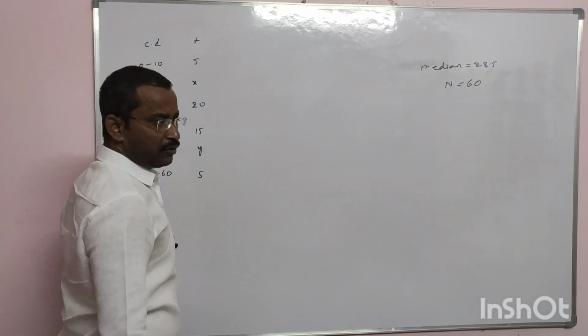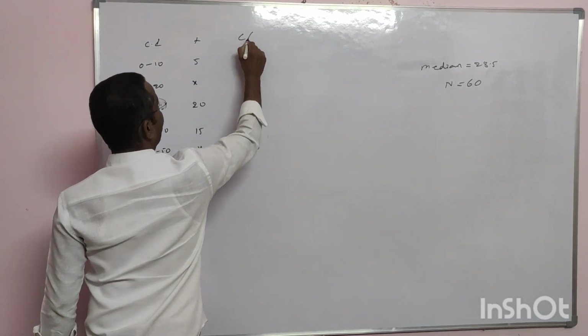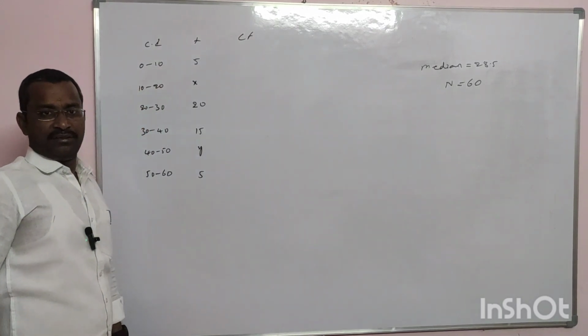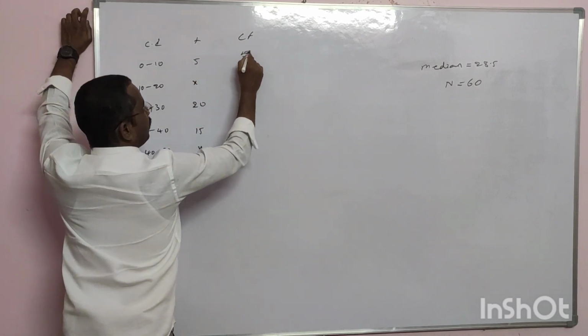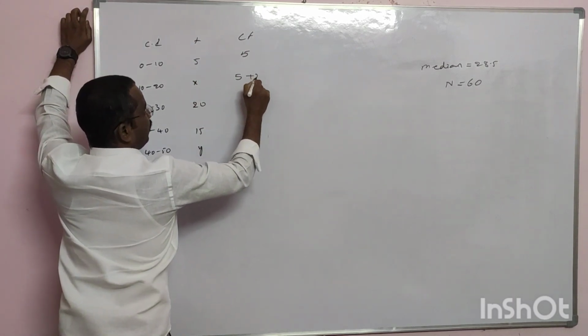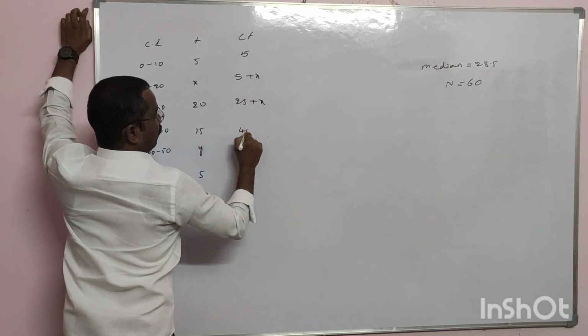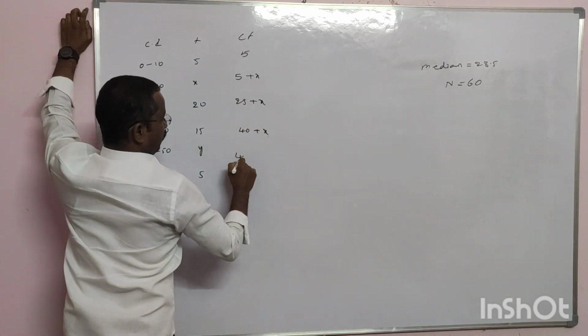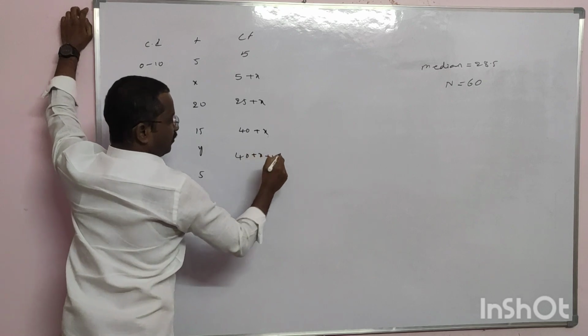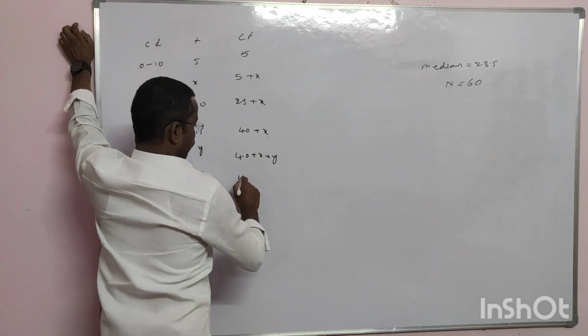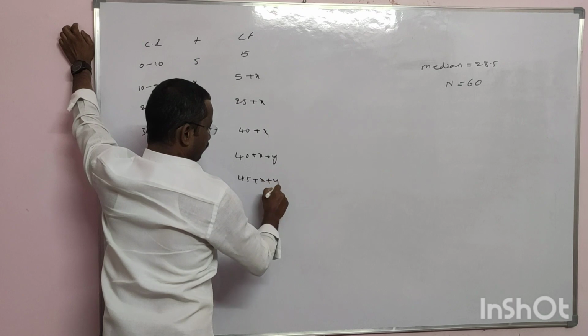Now start your method as usual. For the median, what will we do? Cumulative frequency. 5 plus x, 5 plus 20, 25 plus x, 40 plus x, 40 plus x plus y. Next, 45 plus x plus y.